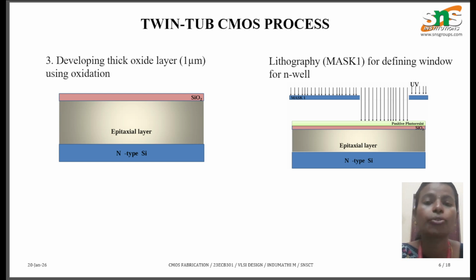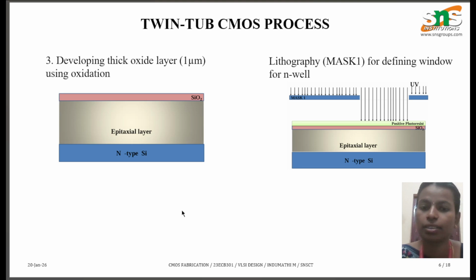And next one is photolithography. Photolithography involves three processes. First is coating with a photoresist layer, and next we'll have a mask and expose it to UV rays so that it will be easy for us to remove, and by etching, we'll be removing. So this is the process involved in photolithography. After oxidation, you'll have photolithography so that we can form a well.